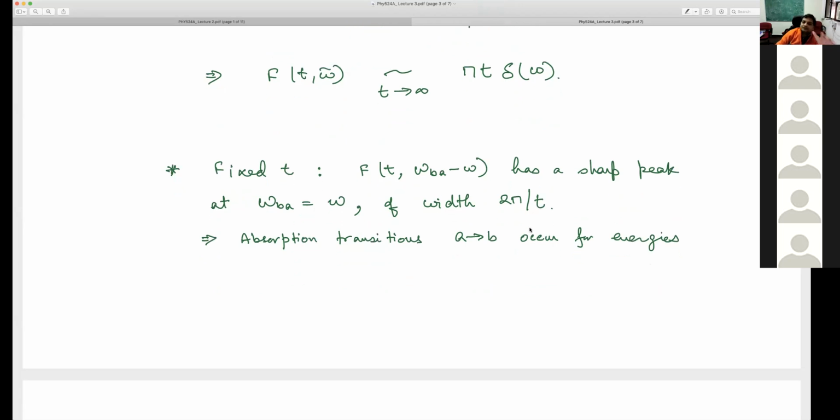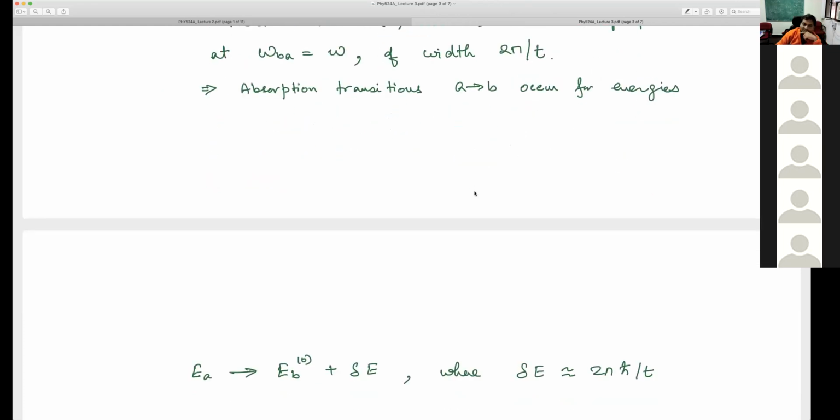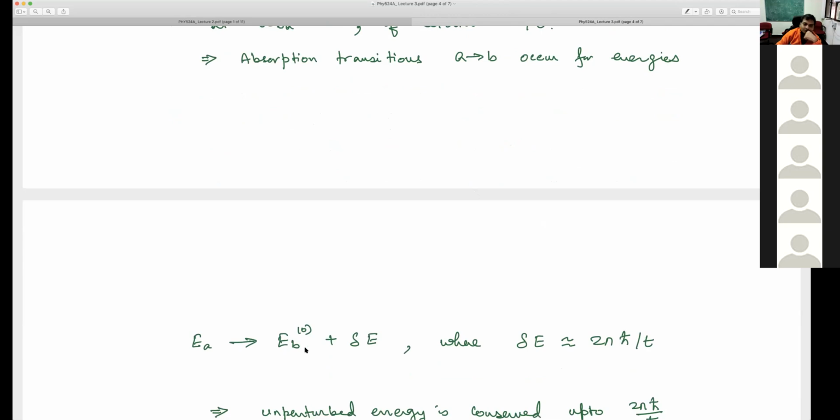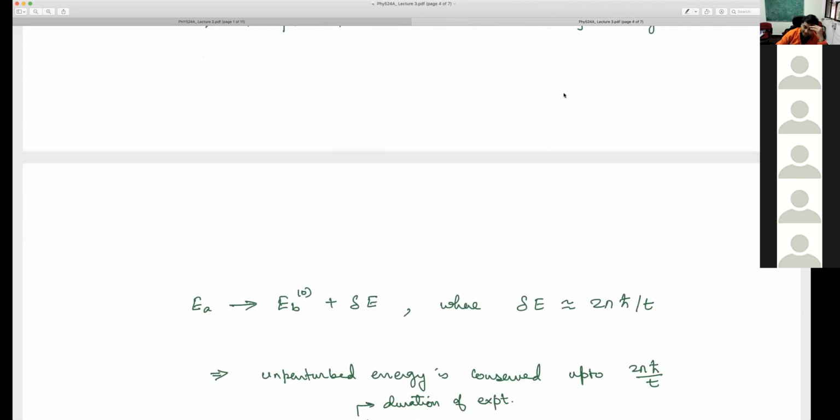Okay, and this you can relate to the uncertainty relation between energy and time. So what does this imply? It implies that there's a width in the frequency, let's say omega of 2 pi by t. So if I do absorption, the absorption transitions A going to B will occur for energies E_A goes to E_B plus delta E, right? Where delta E is the width, delta omega, so h bar times this width basically. So h bar times 2 pi by t, okay?